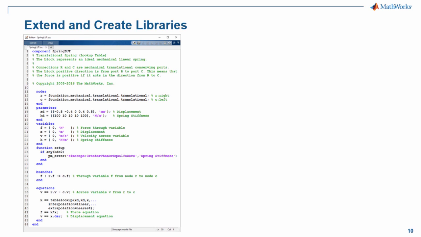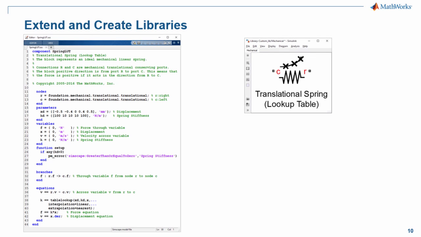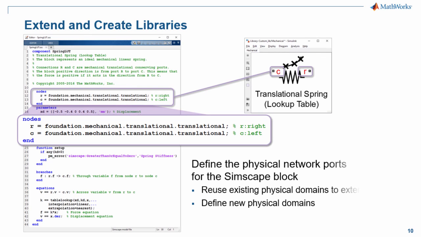Here's the source code that defines our nonlinear spring. Our nonlinear spring component has two mechanical physical ports. Those are defined here. We reuse the domain definitions provided by Simscape for the mechanical domain. This makes sure that our Simscape component is compatible with the rest of the translational mechanical components in the Foundation library. We could have also defined our own new physical domain if that were necessary for our system.